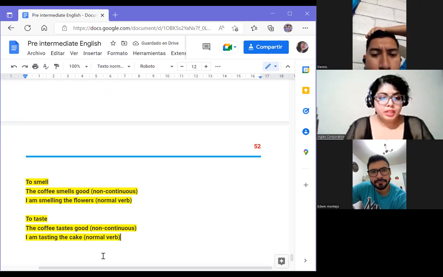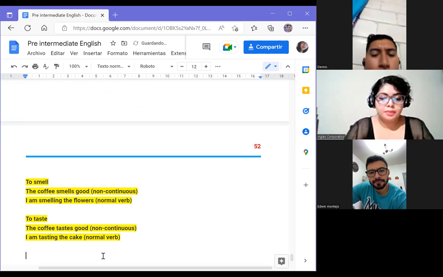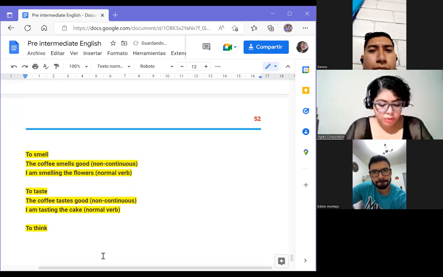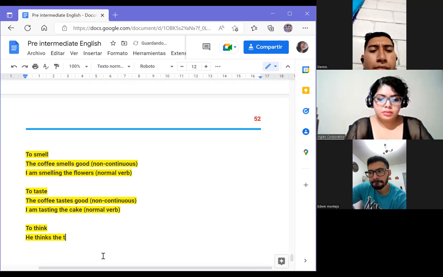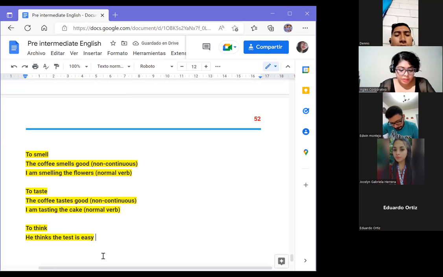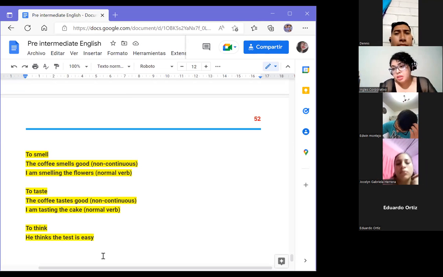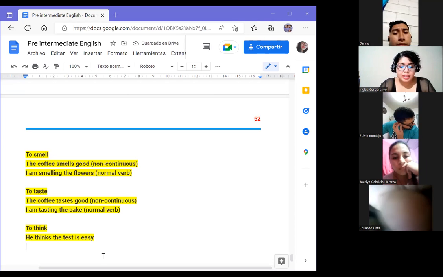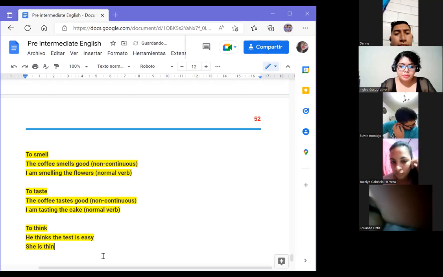Then we have to think. In this case, pensar. And the first one says, he thinks the test is easy. And you know that the first one is non-continuous, and it says he considers that the test will be easy in that case. And in the second one, she is thinking about the question.